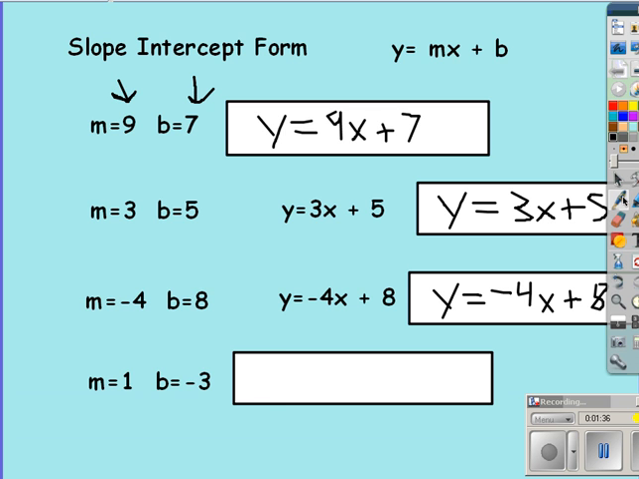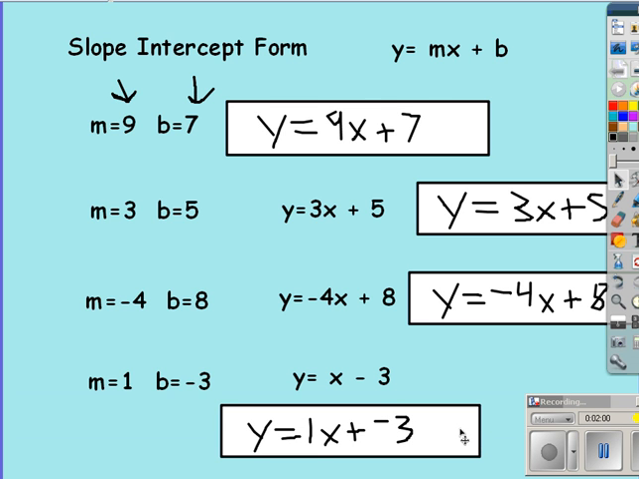Last one on this page, y equals mx plus b, y equals 1x plus a negative 3. Now there are a couple ways to write this last one. Y equals 1x plus negative 3 is just fine. If you don't want to write the 1, that's okay. We can have y equals x, and plus a negative is the same as minus. So you could write y equals 1x plus negative 3, that's fine. But if you want to save yourself some time, you can just write y equals x minus 3. Those two say the same thing. So two options there.